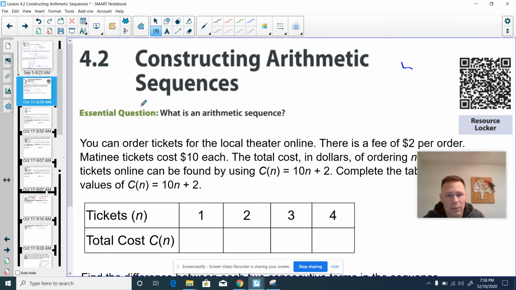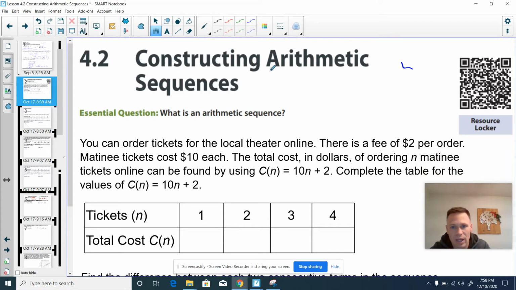I've got to grab my pen here. All right, so one of the things we want to talk about is what exactly is an arithmetic sequence? You kind of already know what they are, you just haven't put a name to them yet. So let's look at this.